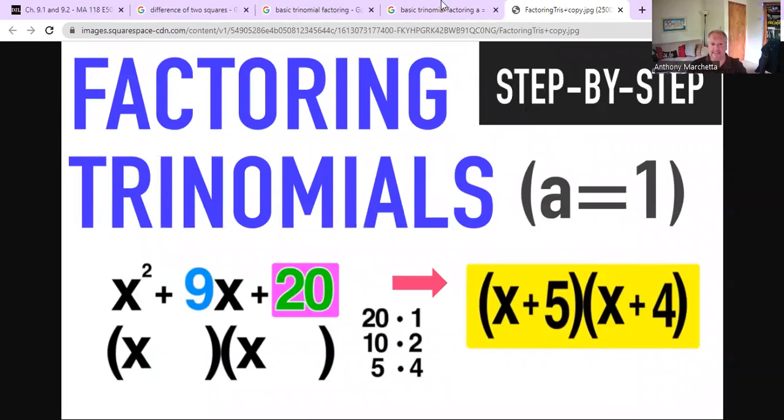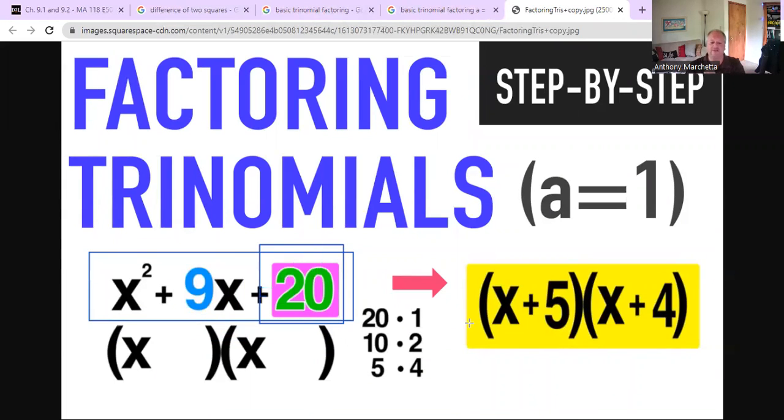So in this situation, you'll notice this models our picture very well. It's x squared plus a number, x plus a number. The way you're going to handle it is you're going to start with the last number, 20. And you're going to think about all the different ways you can multiply to make 20. Here they are. You can do 20 times 1, 10 times 2, 5 times 4. I think that's just about all of them. Do any of those add up to 9? Yes, 5 and 4 do.